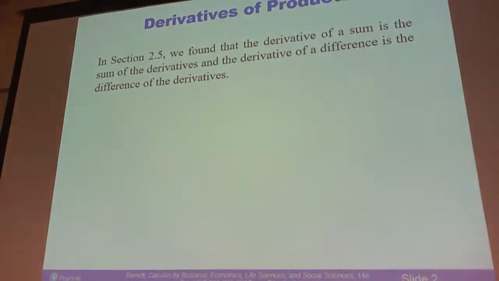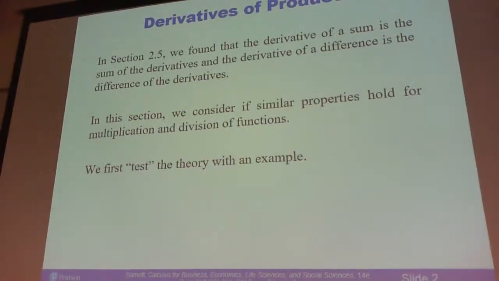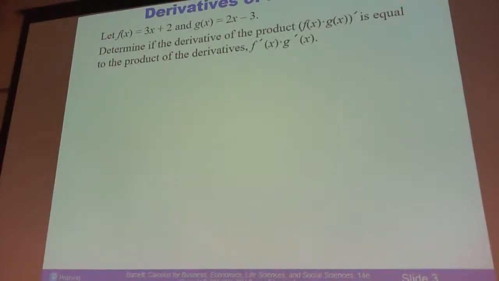Okay? So in section 2.5, we found the derivative of a sum is the sum of the derivatives, and the derivative of the difference is the difference of the derivatives. So if I have a long set of terms, and they're all being added or subtracted, you just take the derivative of each one. But when 2 things are being multiplied or divided, things change. So in this section, we consider if similar properties hold for multiplication and division. We first test the theory. So if I have 2 things being multiplied, let's say I have function 3x plus 2 and the function 2x minus 3, could I simply take the derivative of each one? And the answer is no. You can't just take the derivative of each one and multiply. This kind of proves why.